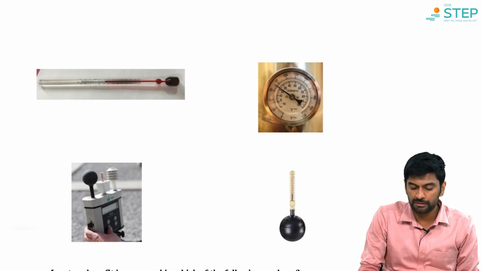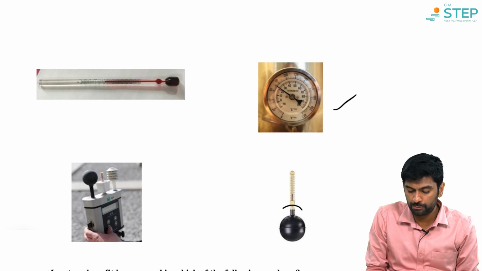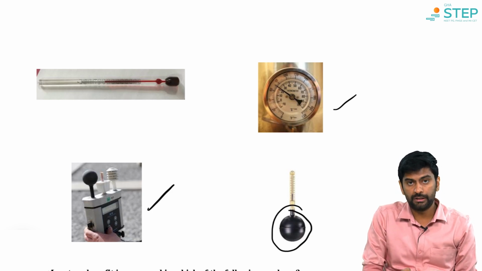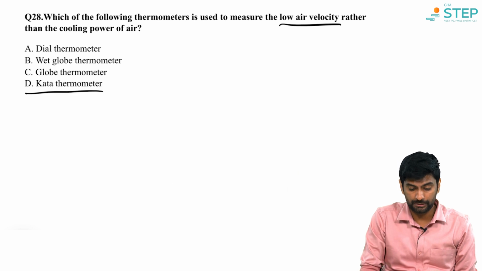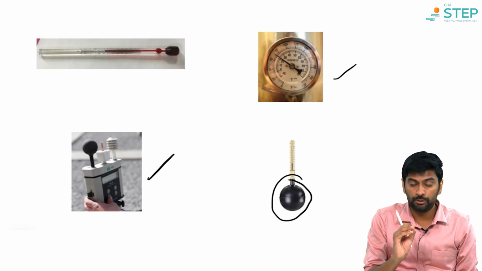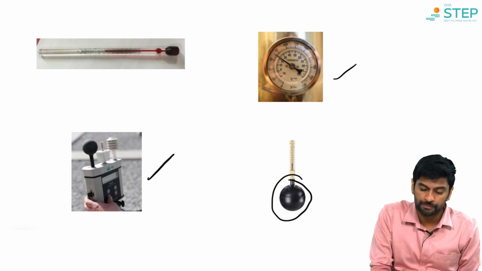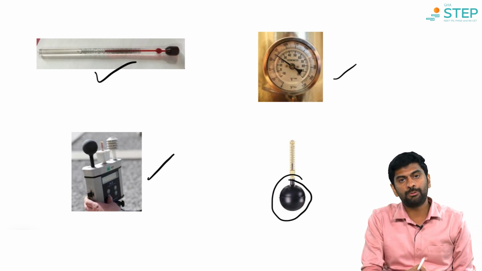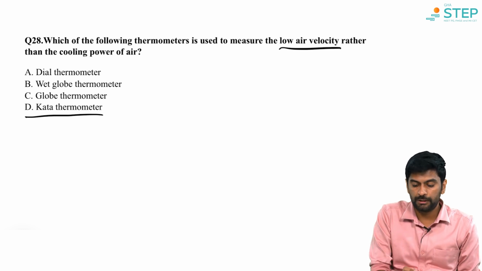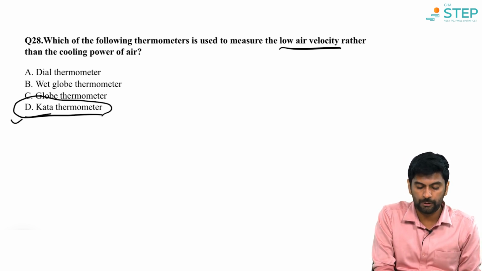Now, the dial thermometer is specifically for temperature, the globe thermometer is for radiant heat, and this is the wet thermometer, which is basically the wet globe thermometer. So this again is not going to be measuring low air velocity. This would be the Katata thermometer, which is the one that measures low air velocity.